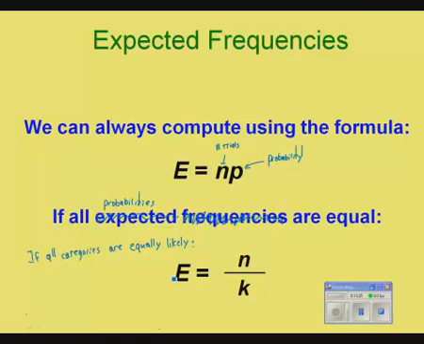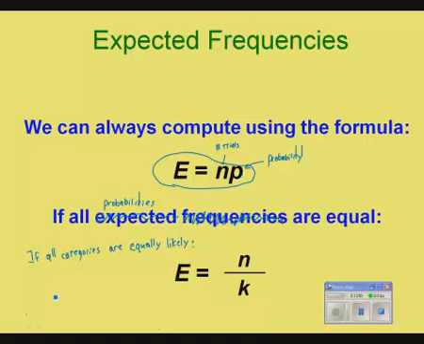Then you can use this formula. This is also in your book, but I wasn't sure that they explained very well how to get it. And people worry when they have more than one formula. That's why I said you can always do this. Just take the number of trials times the probability of being in that particular category.